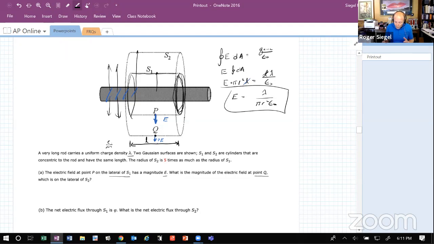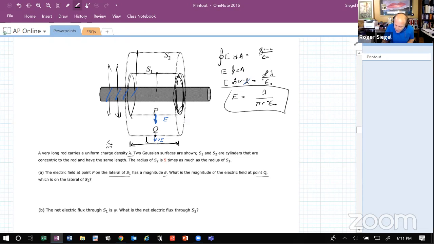Now, so what does that tell us about the... sorry, this is incorrect. Let me fix this. I got to look at my notes. I said that this was the area, and I made the mistake of putting the area of a circle instead of a circumference. So this is 2 pi r. Okay, there we go.